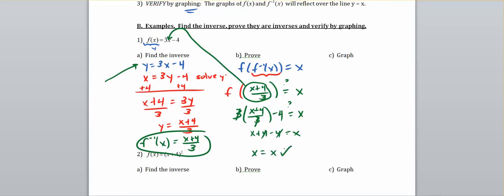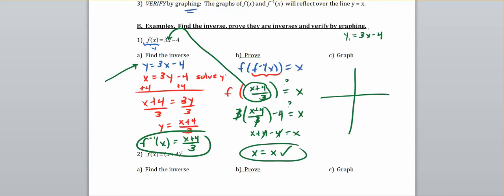So I've just proved now that x plus 4 over 3 is indeed the inverse of y equals 3x minus 4. All right, the last thing we're going to do is graph. So I want you to go ahead and just sketch an xy axis. I want you to go to y equals on your calculator. And what I'm going to do is my y1, I'm going to put my original function, which was 3x minus 4. Okay, so go ahead, take your calculator, plug in 3x minus 4 on your y1.